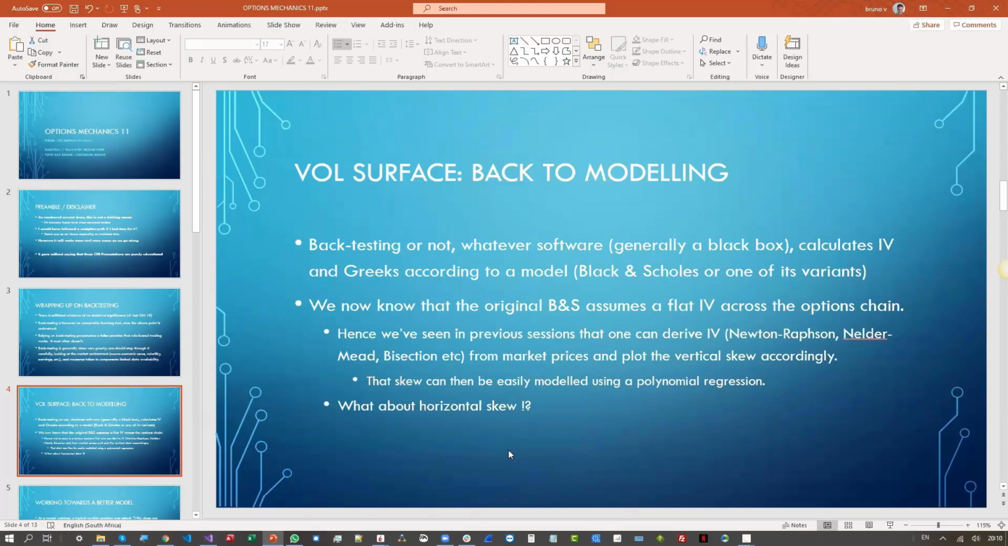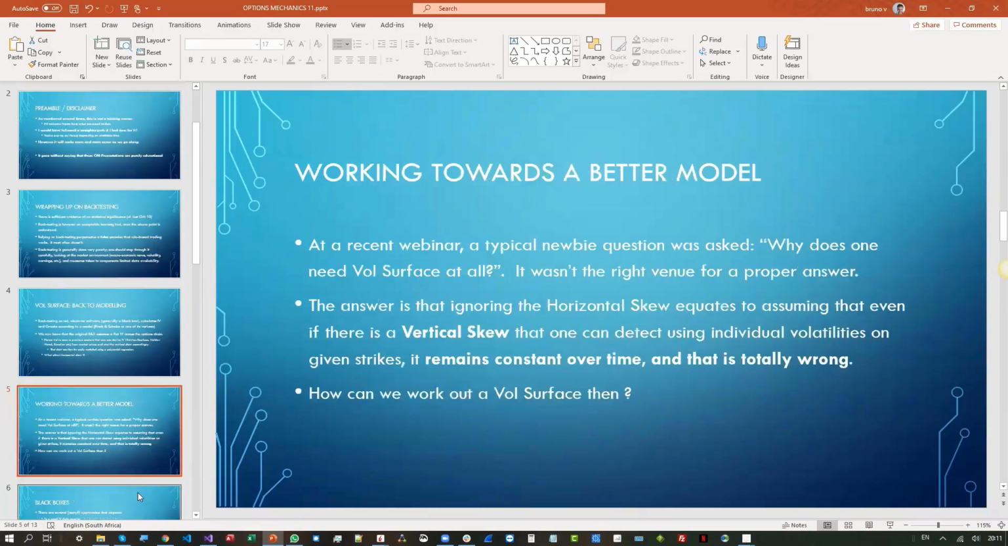So we know that we can easily model the vertical skew through a polynomial regression. It looks more or less like a parabola, by and large. And a lot of people tend to ignore the horizontal skew across time chains. The reason I am raising that issue is that there was that question I put on my slide in a recent webinar, actually the last trading group: why does one need a vol surface at all?